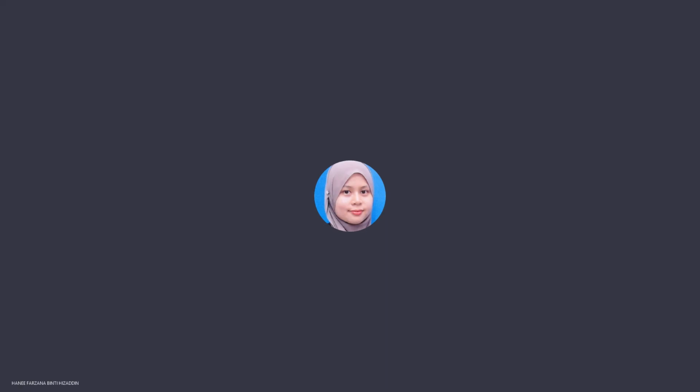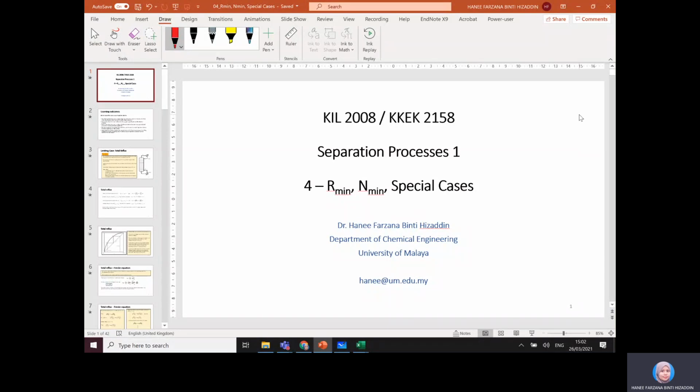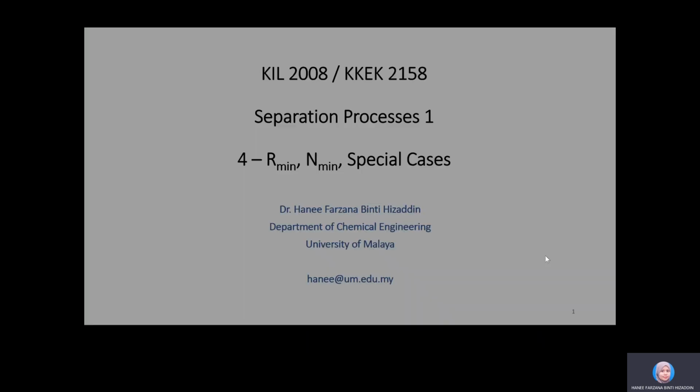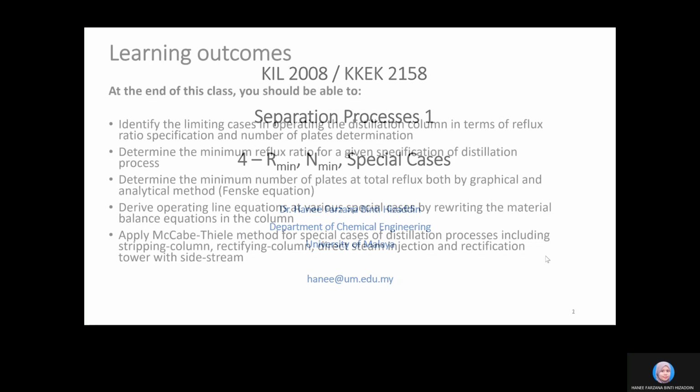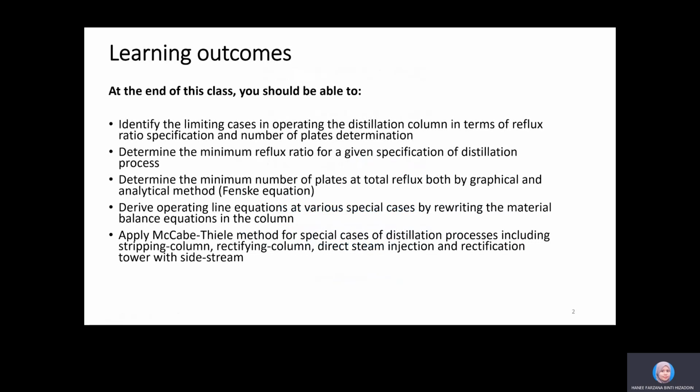So today I'm going to record lecture 4, in which we're going to cover the R-min, N-min and special cases. At the end of this class, you should be able to identify the limiting cases in operating the distillation column in terms of reflux ratio, specification, and number of plates determination. Number 2, able to determine the minimum reflux ratio for a given specification of a distillation process.